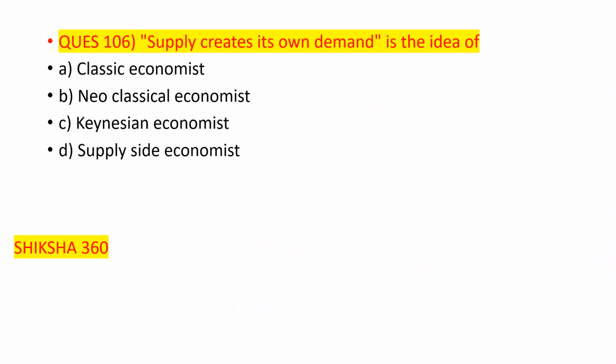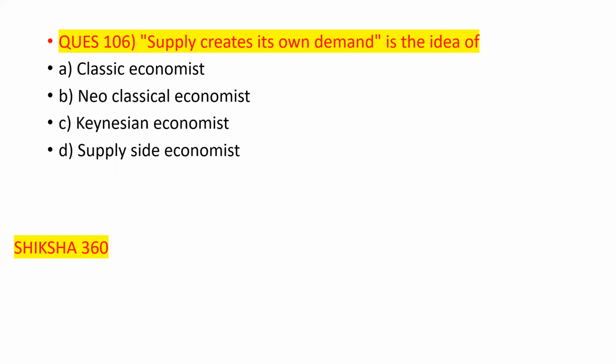Now move to the next question, question number 106. Supply creates its own demand. Which theory is this the idea of? Through which theory do we get the information that supply creates its own demand? The options are classical economist, neoclassical economist, Keynesian economist, or supply side economist.